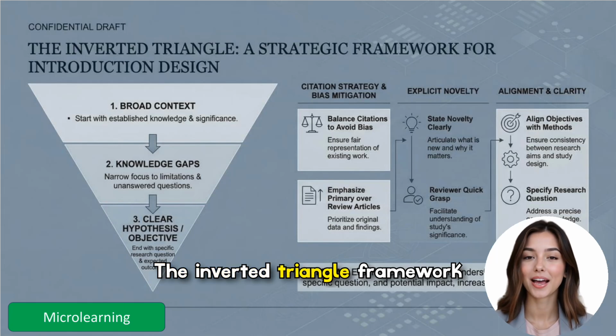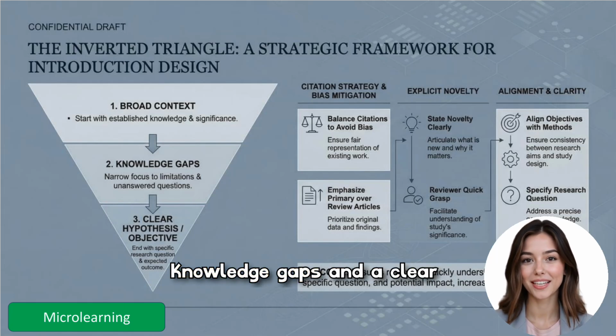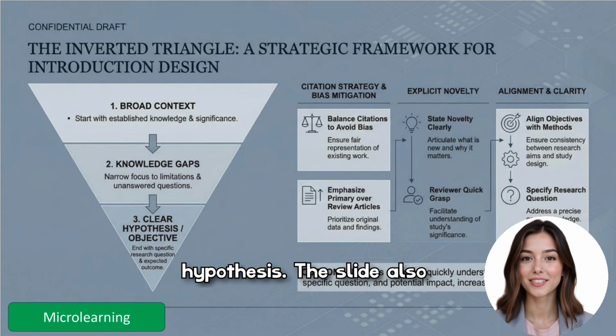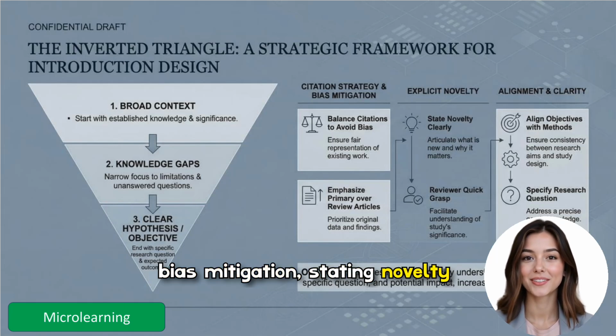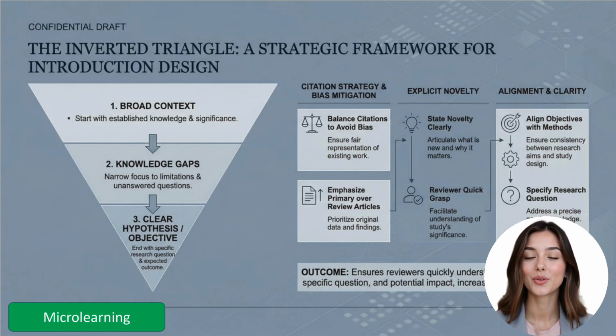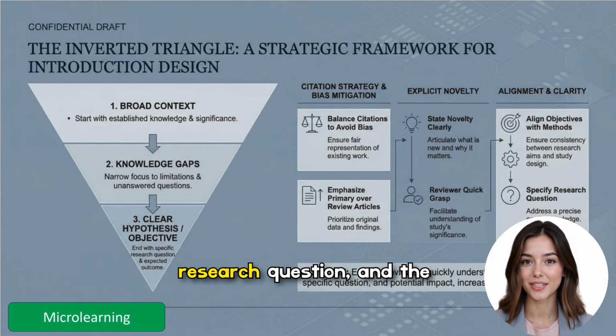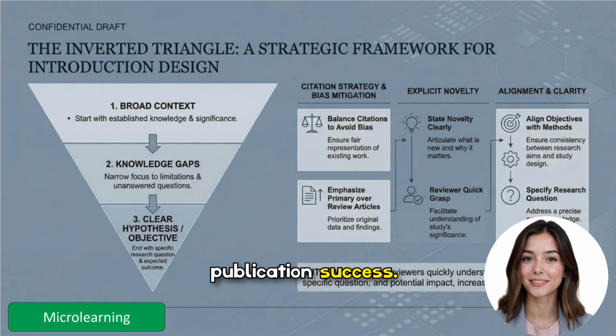The inverted triangle framework helps you craft a concise introduction by moving from broad context to specific knowledge gaps and a clear hypothesis. The slide also stresses citation balance and bias mitigation, stating novelty explicitly and aligning objectives with methods so reviewers quickly grasp the rationale, research question, and the study's potential impact for publication success.